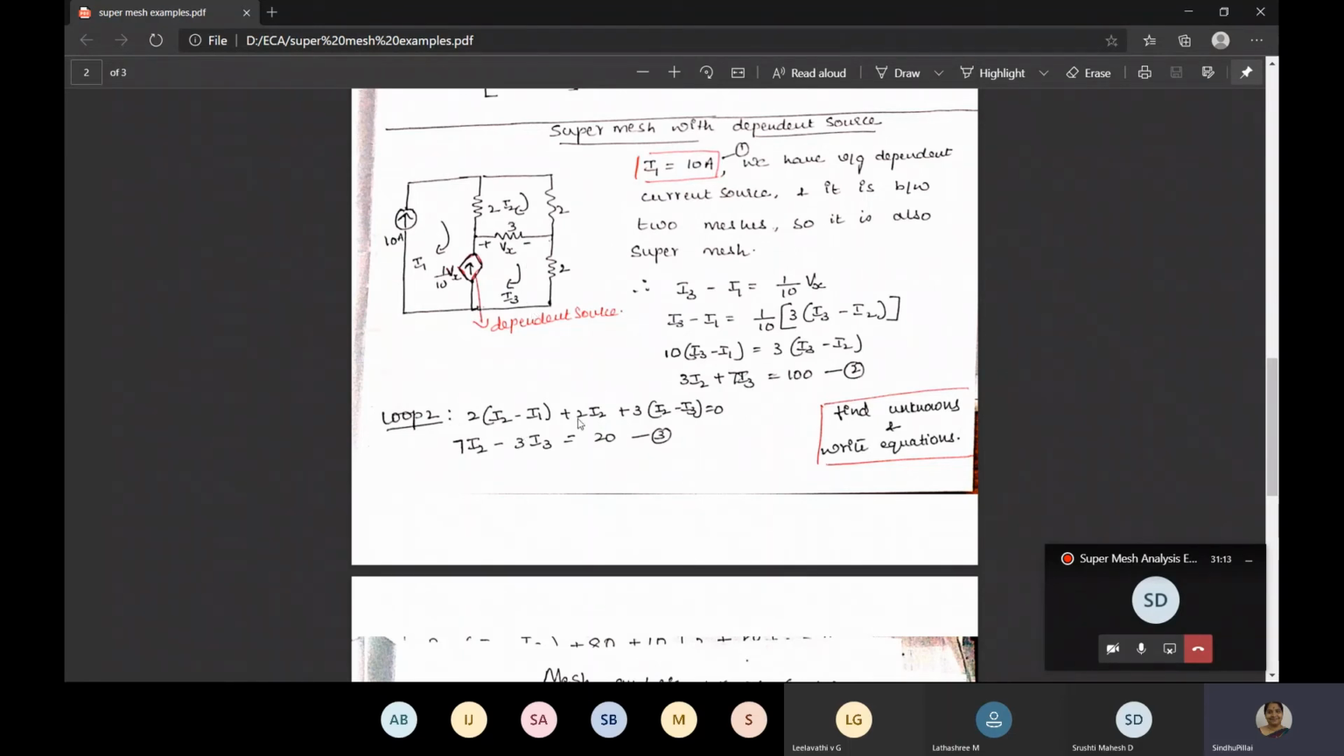Okay. So loop 2 also we got. So we have two equations, equation 2 and equation 3. Put it in a determinant form. Find the unknowns I2 and I3. We know already I1 as 10 amps. So this is an example where we have a voltage dependent current source. Okay, dependent source example also is shown. I think you are following.